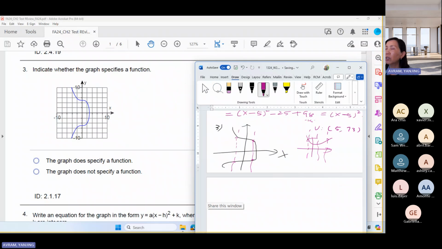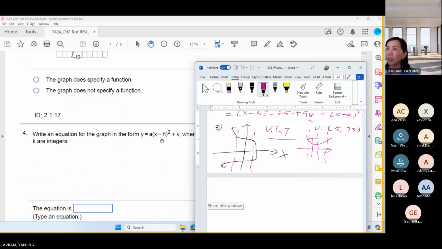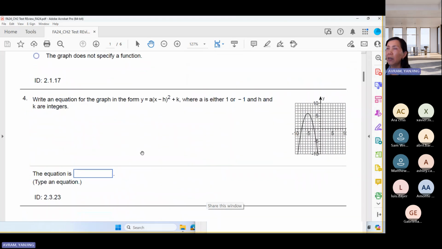All right. So regardless of how this ends, this one is not a function because it didn't pass the VLT. So what's VLT? Vertical line test. Yes. Okay. So this one is not a function because it did not pass the vertical line test, VLT.